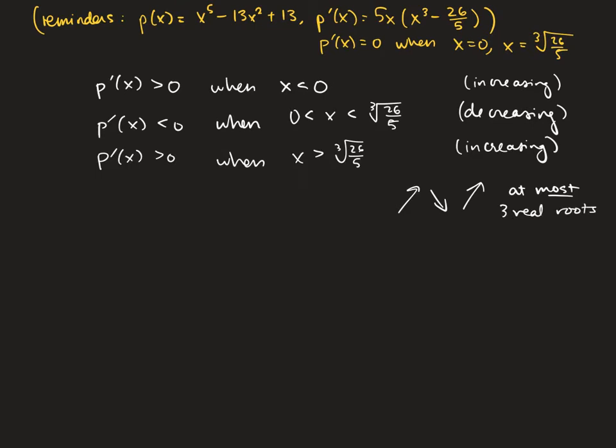And so putting all of that information together, that tells us that p of x has 3 real roots, and I'm going to name them. I don't care what they are, I just need to know that they exist. Let's call them R1, R2, and R3. And that means that it has 2 complex roots by the fundamental theorem of algebra.